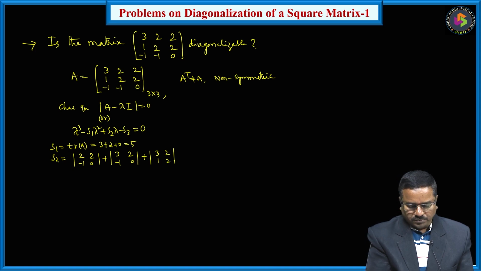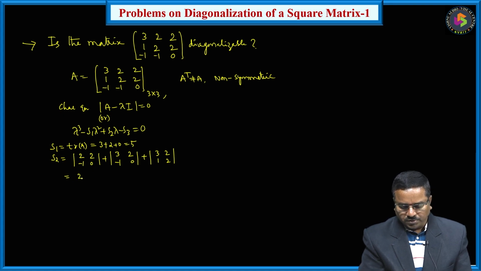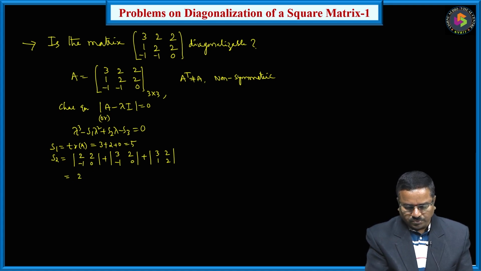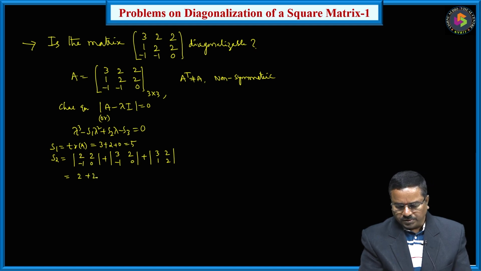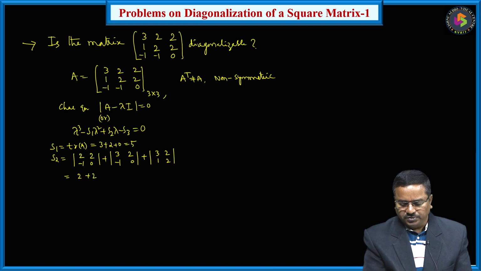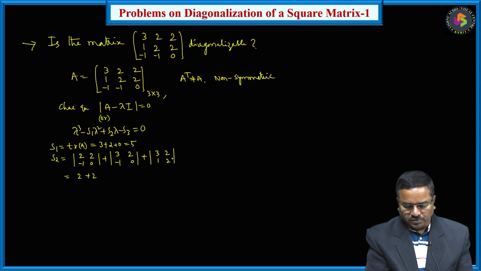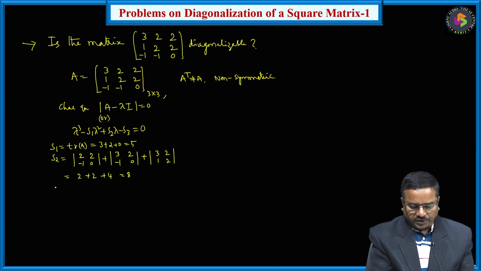Okay. This is 2. This is 2. This is 5 minus 5, 6 minus 2, 4. So, the answer is 8. The answer is 8.